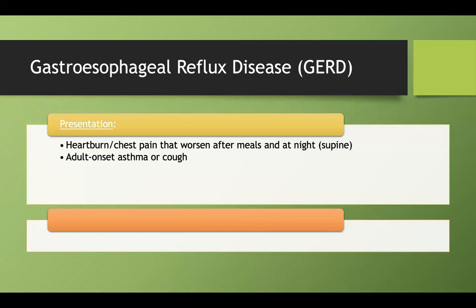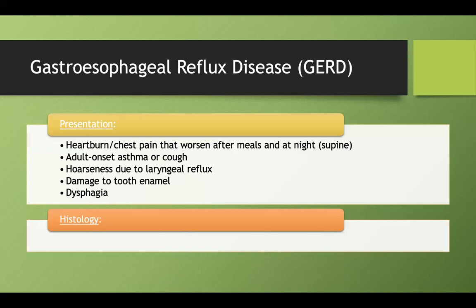They really like this. They like to give you a patient who recently developed asthma as an adult or has this cough as an adult. That's atypical for asthma. So just think about GERD in that presentation. You can also get hoarseness because you're having reflux into your larynx. You can get damaged tooth enamel, and you can get trouble swallowing as well.